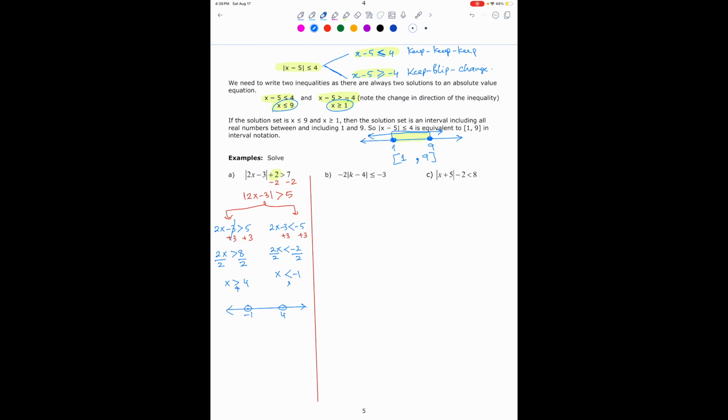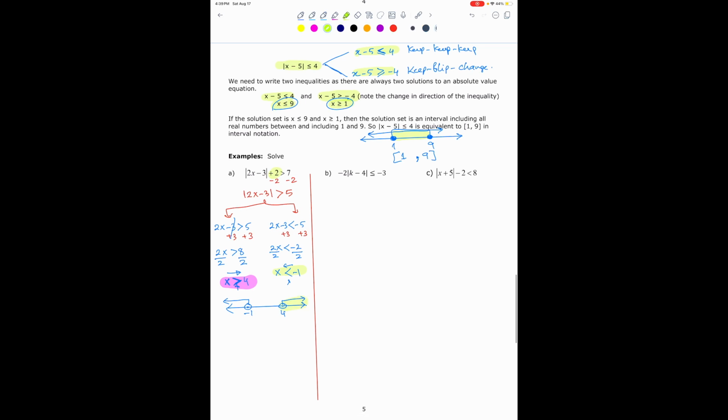The first inequality says x is greater than 4. So we're going to go from 4 all the way to the right because greater. And if you notice, if you write the x to the left, the sign of the inequality tells you in which direction you should head. So the first one tells us to go to the right. And the second one says x is less than negative 1, which means we're going to go from negative 1 all the way to the left, or in the direction of the inequality.